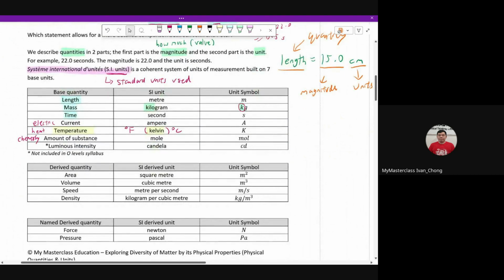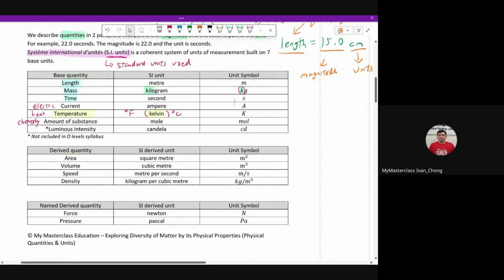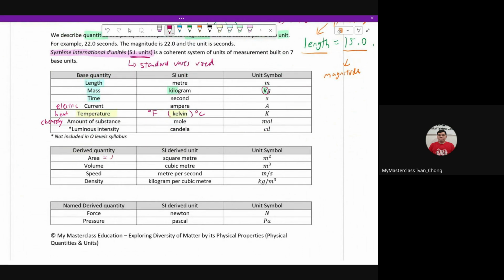So take note, this is what we call your base quantities, because every other unit is actually just a combination of all of these. For example, area is length and breadth, correct? So what is length and breadth? It's actually length and length. So you can see the unit is meters times meters, so you get square meter or meter square. Basically every other unit is just a combination of these few units that we learn.